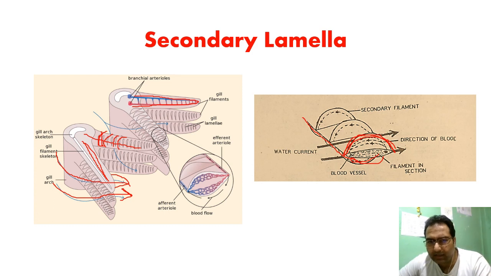For example, here the water current has been shown to move from this to this direction, whereas blood is shown to flow from this to this direction. I will show you with the blue pen. So this is the direction of the flow of the blood, and this is the direction of the flow of the water. So they flow in opposite directions, so that exchange of the gases can take place efficiently.